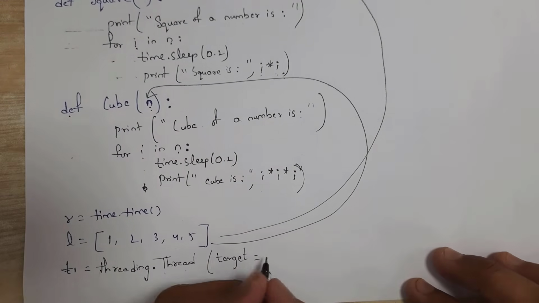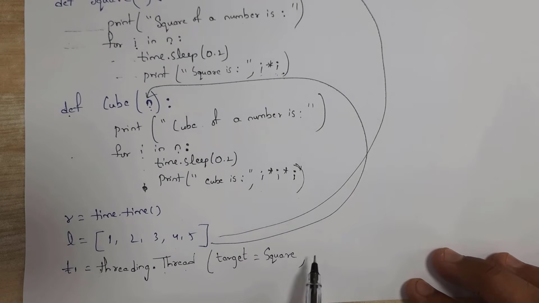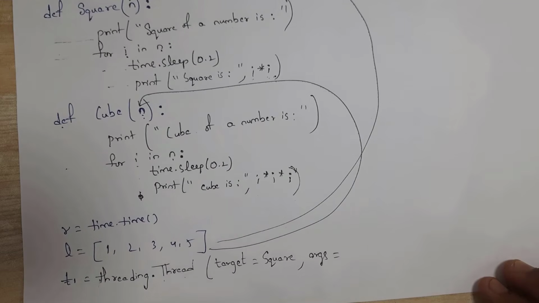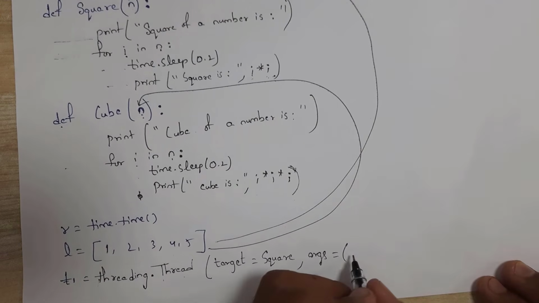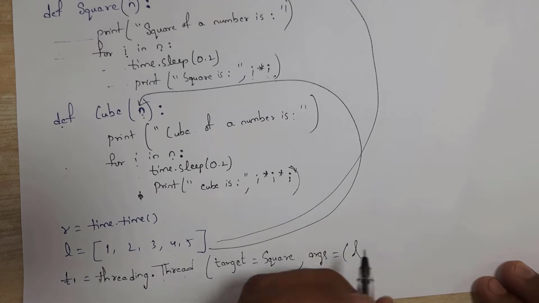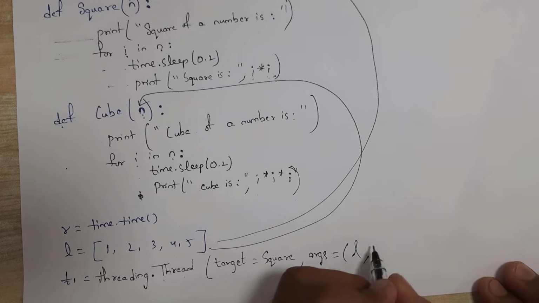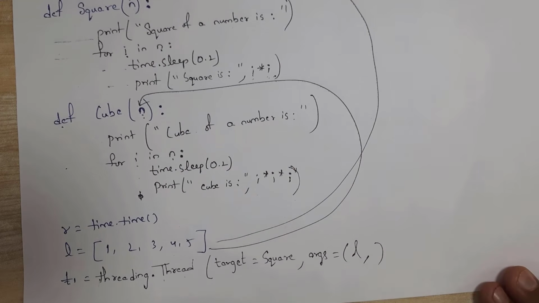So write square, comma, and next write args equal to. My inputs are present in variable L, so take brackets and write L. Guys, definitely take a comma here or else it will display an error. Next close these arguments, and close the Thread class. I am executing this square function.